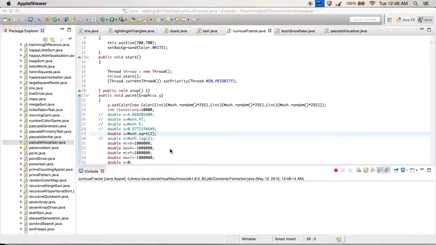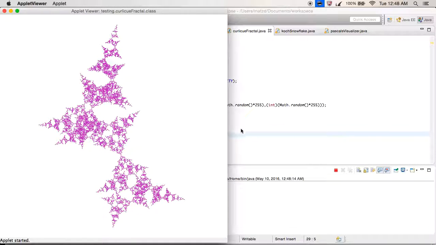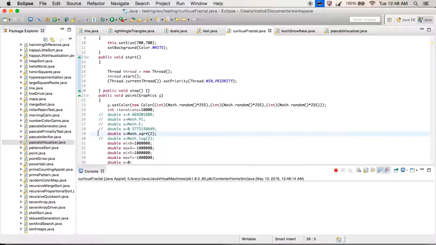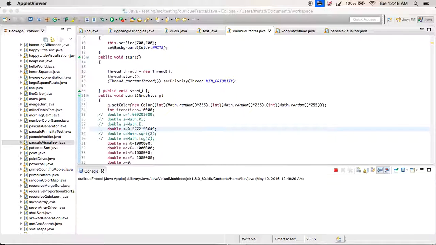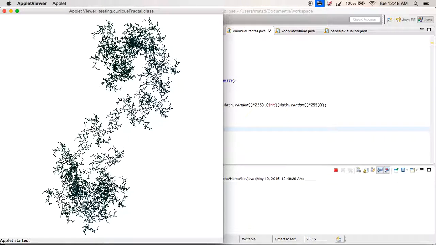And so the Curlicue Fractal is interesting because it uses an S value, which is an irrational number. And depending on the constant you choose for S, the fractal comes out looking differently because of how it's generated. So fractals are generated recursively using fairly simple steps.